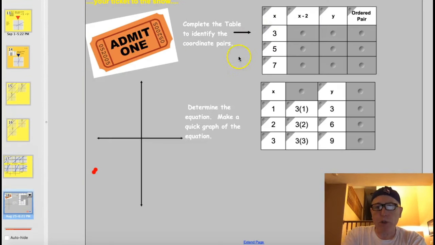All right, for your ticket to the show, I would like you to just go through and look at these tables here and complete this table. You've got a function up here, and go ahead and identify the coordinate pairs very simply. The next one here, I want you to determine what this equation is right here, what's underneath here, and make a quick graph of it. All right? So make sure you write that equation in the y equals x form.